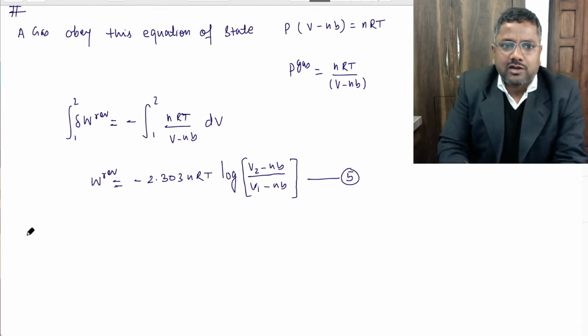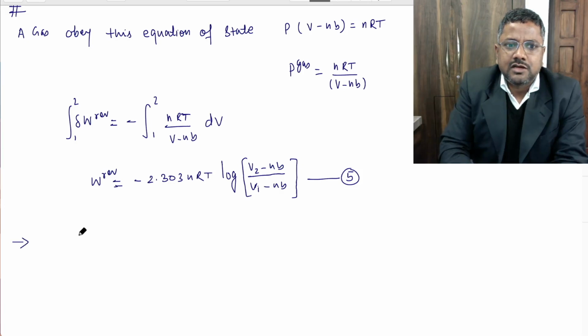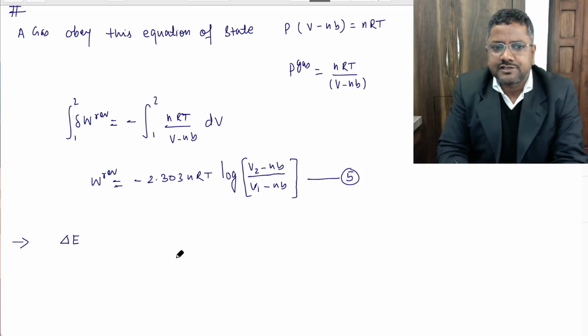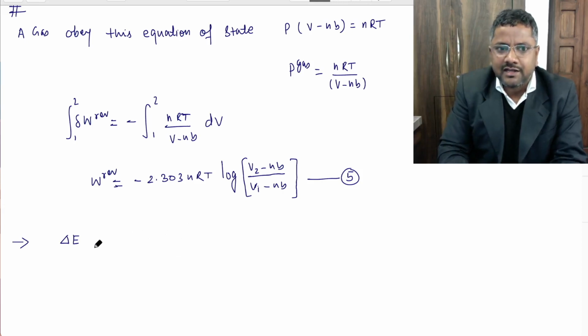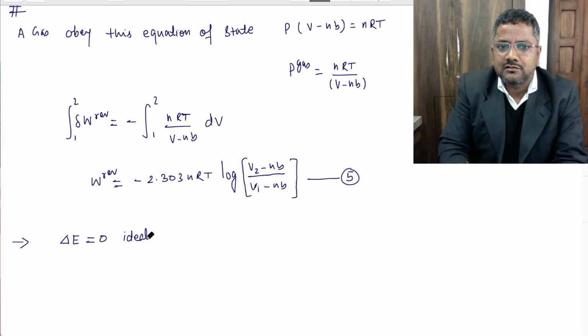Now, what about internal energy? Change in internal energy, delta E, at constant temperature, is it zero for a real gas or non-zero? Tell, dear students, think. I have already told you. What is the change in internal energy if a gas expands or is compressed isothermally? If the behavior of the gas is ideal, then it is zero, right? For ideal, at constant temperature.